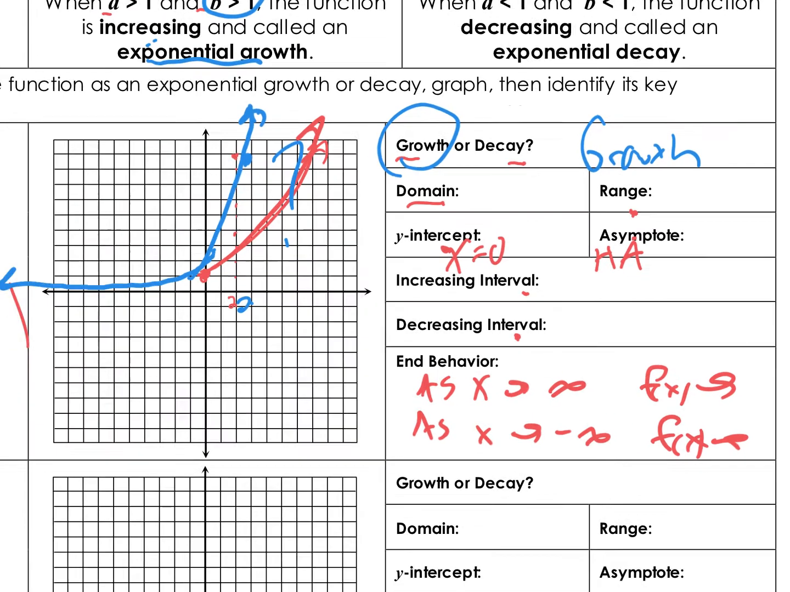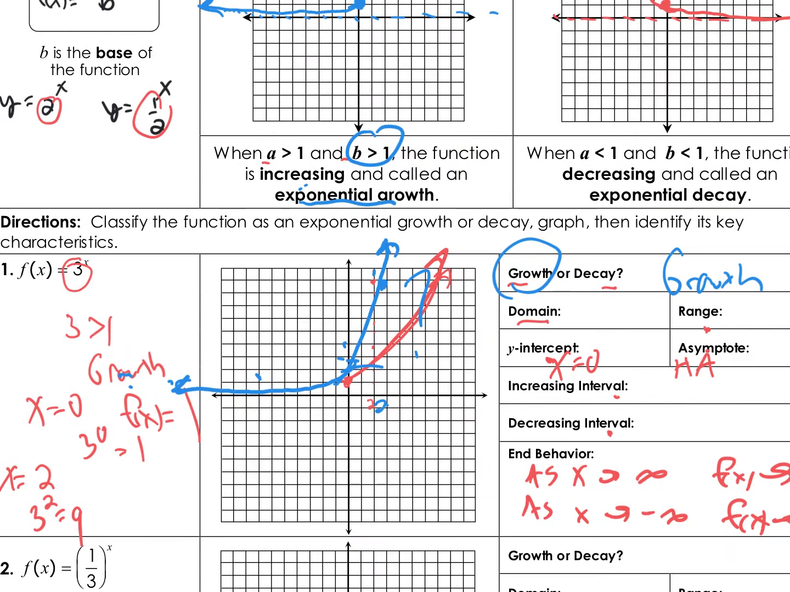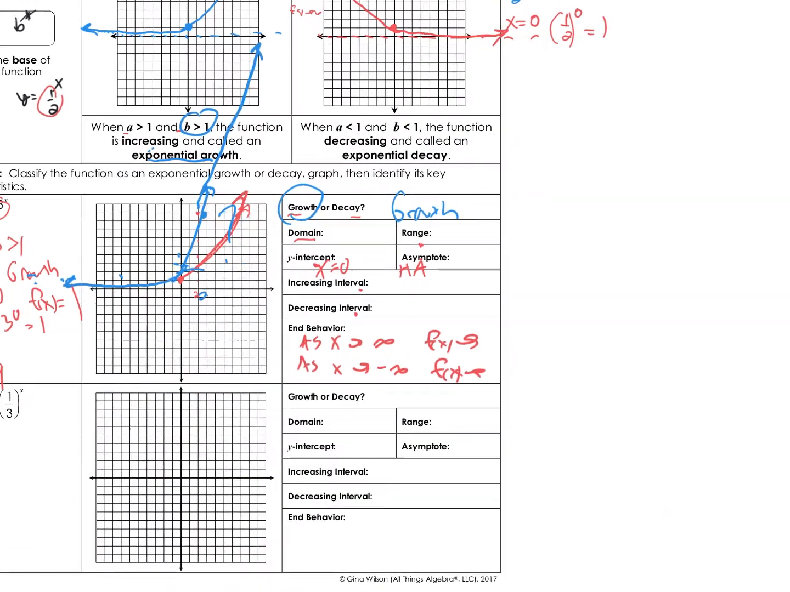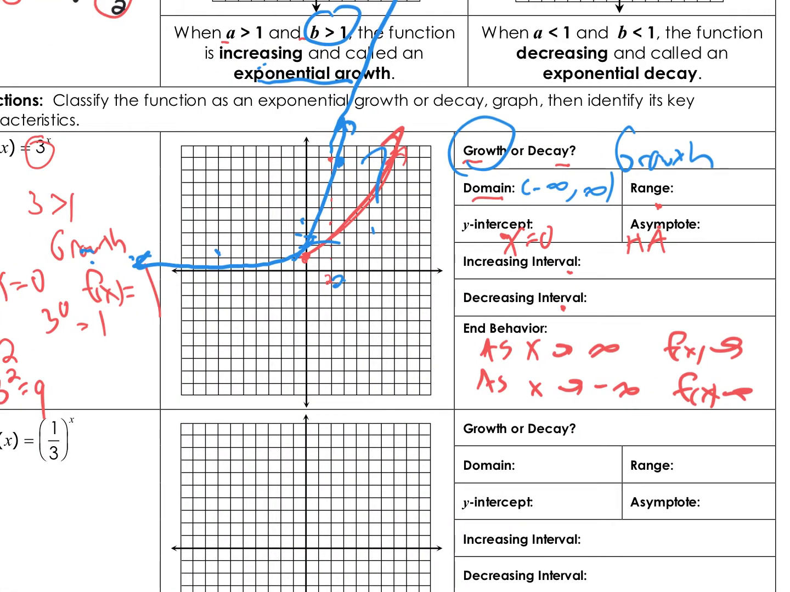The domain, if you look very carefully, as I go to the left forever, every x is being used. As I go to the right forever, even though it's steep, eventually, every x will be used. It goes forever. So how do we do that? We say negative infinity to infinity.